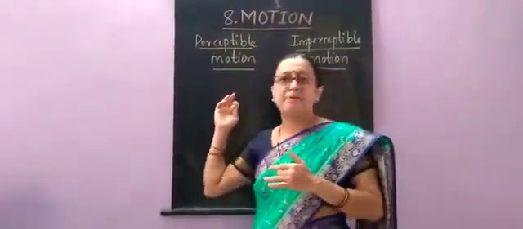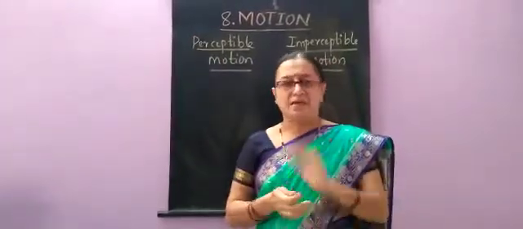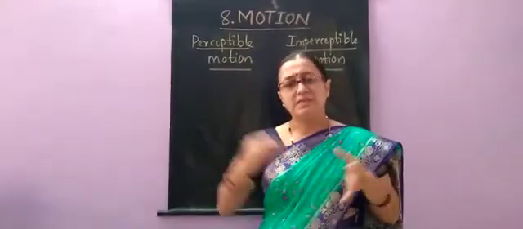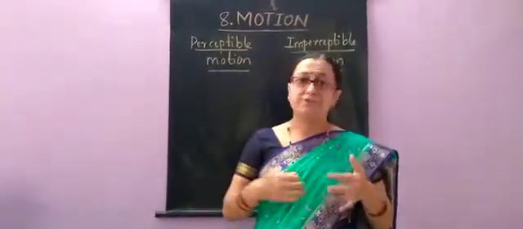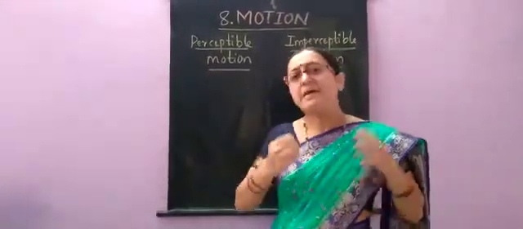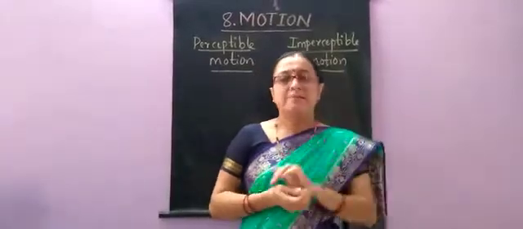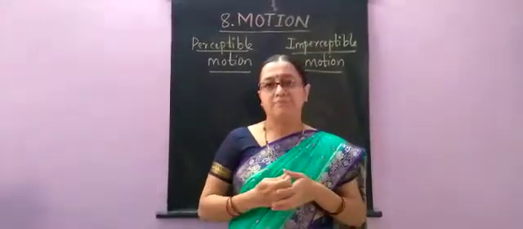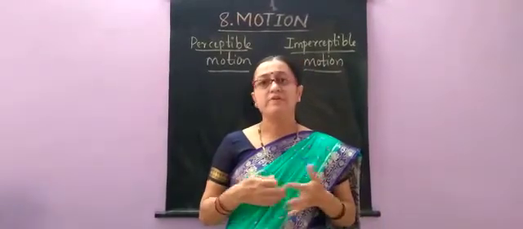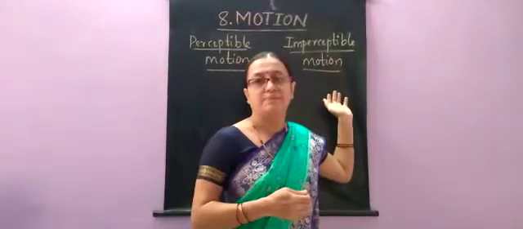Examples for perceptible motions: there are crores, millions of examples. Any object moving, a car moving, we are walking, air blowing, we can even feel it. They are perceptible motions. What will be examples of imperceptible motions? For example, blood flowing in our body. Blood is continuously flowing in our body. Do we feel it? No, we don't even see it. That is imperceptible motion.